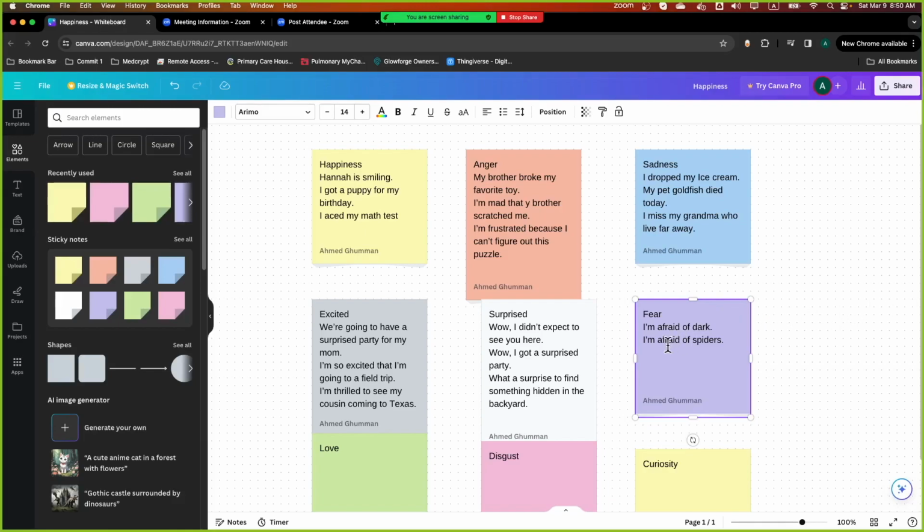We can also say I am scared. I am scared of the dark, or afraid of the dark. We can also say I am nervous, or I feel nervous whenever there is an exam.